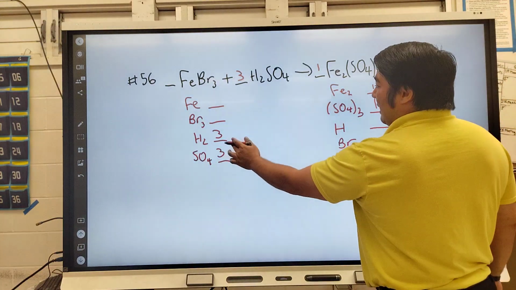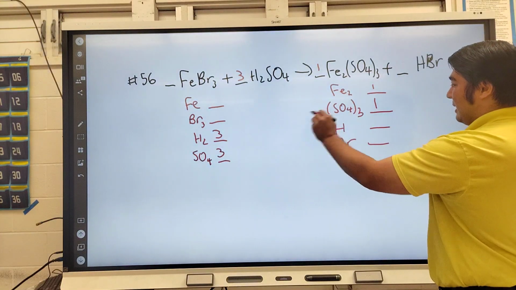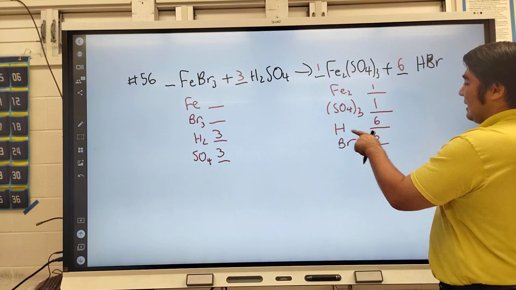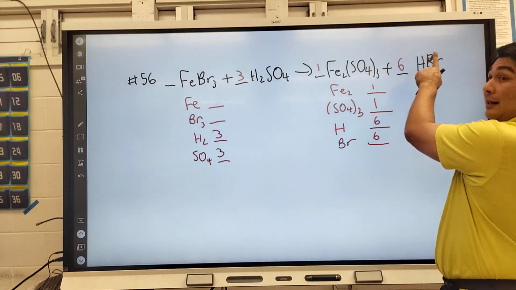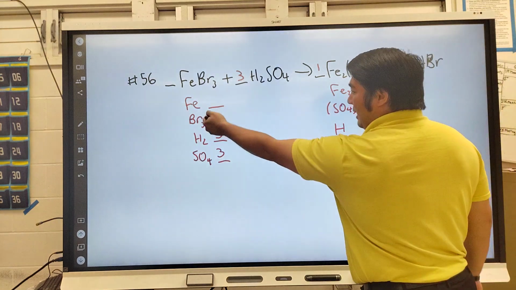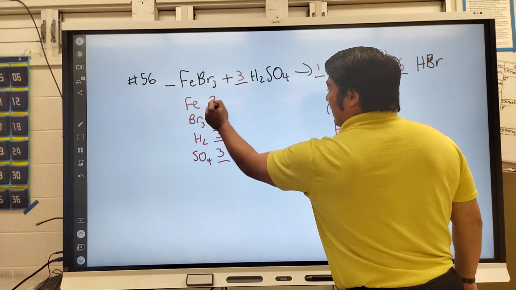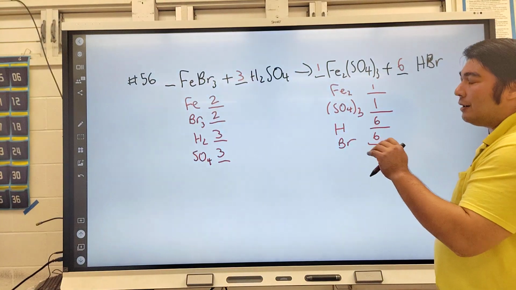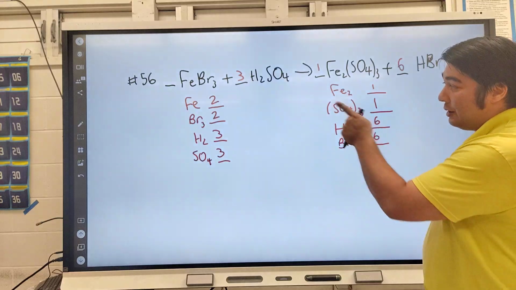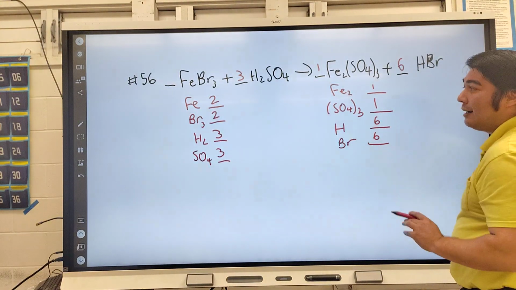So now that I know that, I've got 6 hydrogens on this side, which also tells me that I need 6 hydrogens on this side. So I'll put a 6 here, and that tells me that the bromine is 6 because they are chemically bonded. Because that bromine is 6, I can look over here and say, oh, there's 3 bromines in this one, so I need 2 sets of the Br3 to get 6 bromines on this side and 6 bromines on this side.